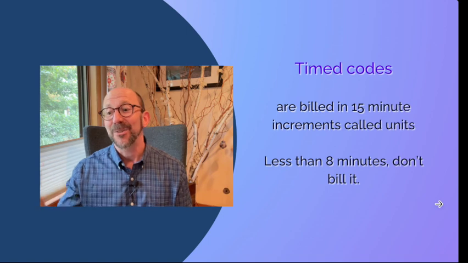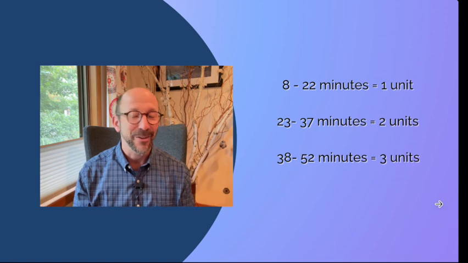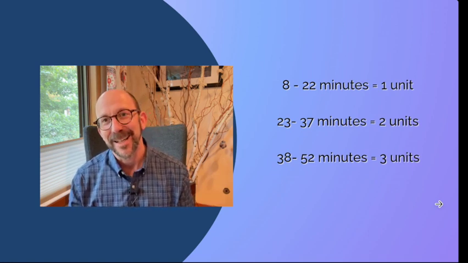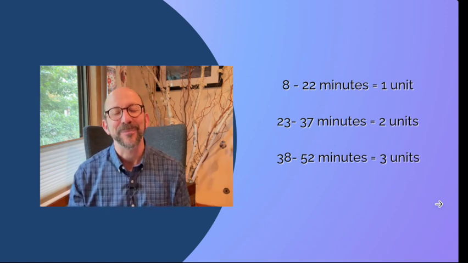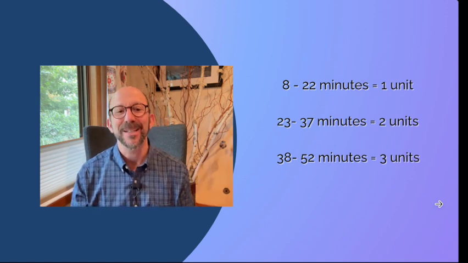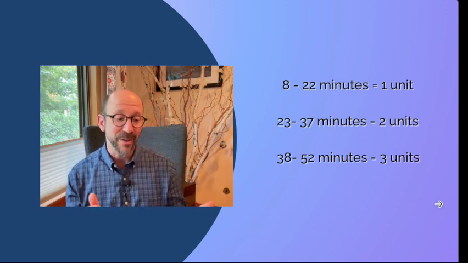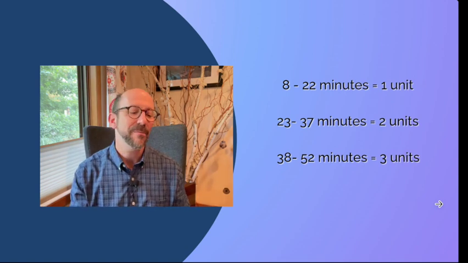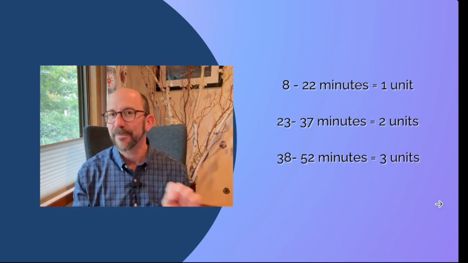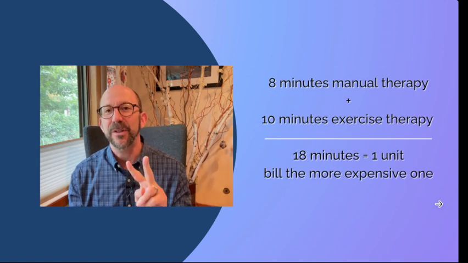This is why when you get your electric stim machine from the manufacturer, all the times are set to default at 8 minutes, because that's how long you need to do stuff in order to get the insurance company to pay for it. So from 8 to 22 minutes is 1 unit. From 23 to 37 minutes is 2 units, because anything from 23 minutes to 37 minutes is 30 minutes. From 38 to 52 minutes is 3 units, and so on. You can do the math if you're going to do longer visits, or you can find a table or a chart online, I'm sure.